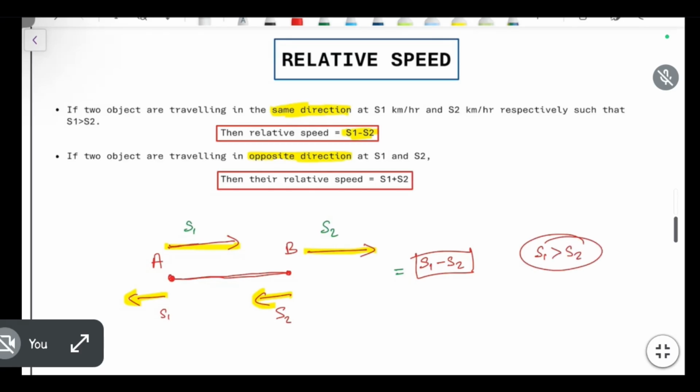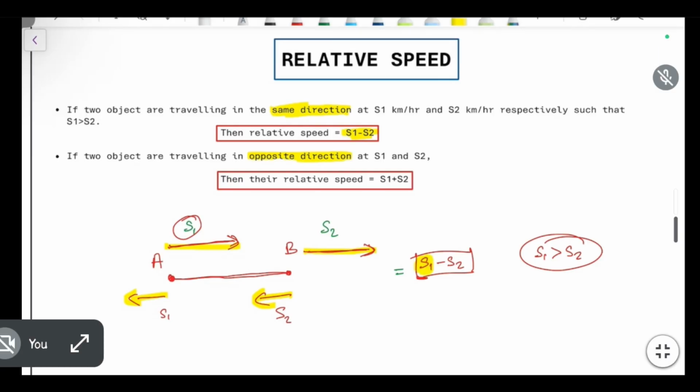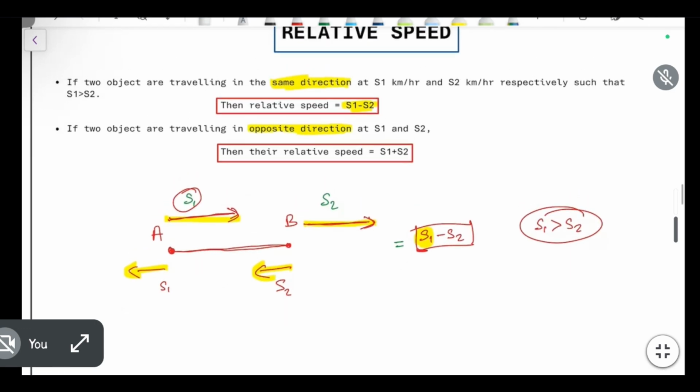So if you're traveling from this point to this point, and from this point to this point, in this case, this should have the greater speed. Always remember, if you're comparing two moving objects and finding the relative speed, you always keep the greater numerical value first, so that your answer is not negative. Okay, the next thing is, if both of them are traveling in the opposite direction.